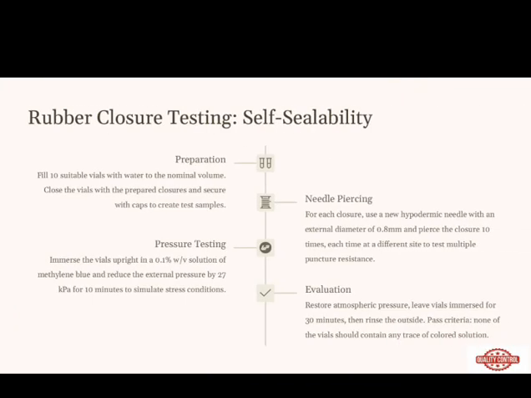Rubber closure testing. Self sealability. Preparation. Fill the 10 suitable vials with the water to nominal volume. Close the vials with the prepared closures and secure with caps to create the test samples. Needle piercing. For each closure, use a new hypodermic needle with an external diameter of 0.8 mm and pierce the closure 10 times, each time at a different site to test multiple punctures resistance. Pressure testing. Immerse the vials upright in a 0.1% weight by volume solution of methylene blue and reduce the external pressure by 27 kPa for 10 minutes to simulate stress conditions.